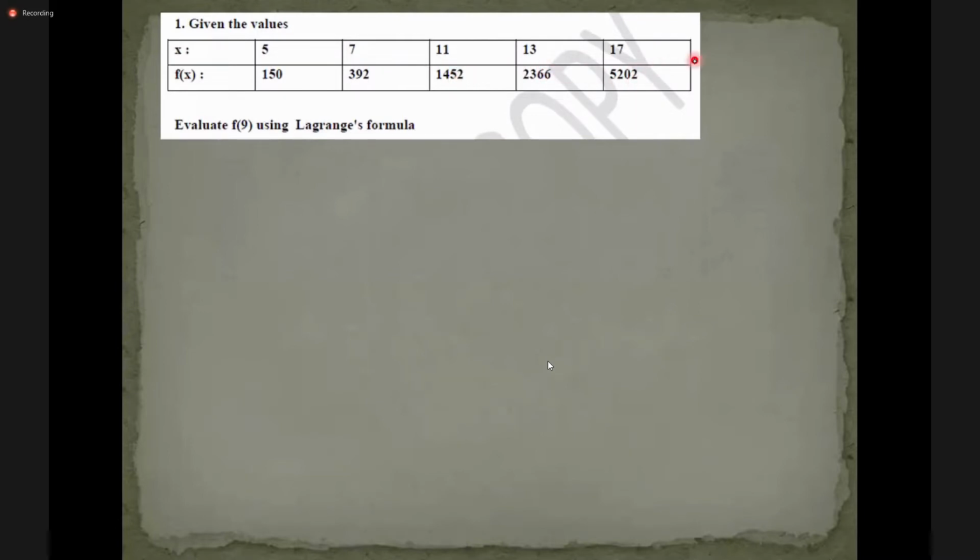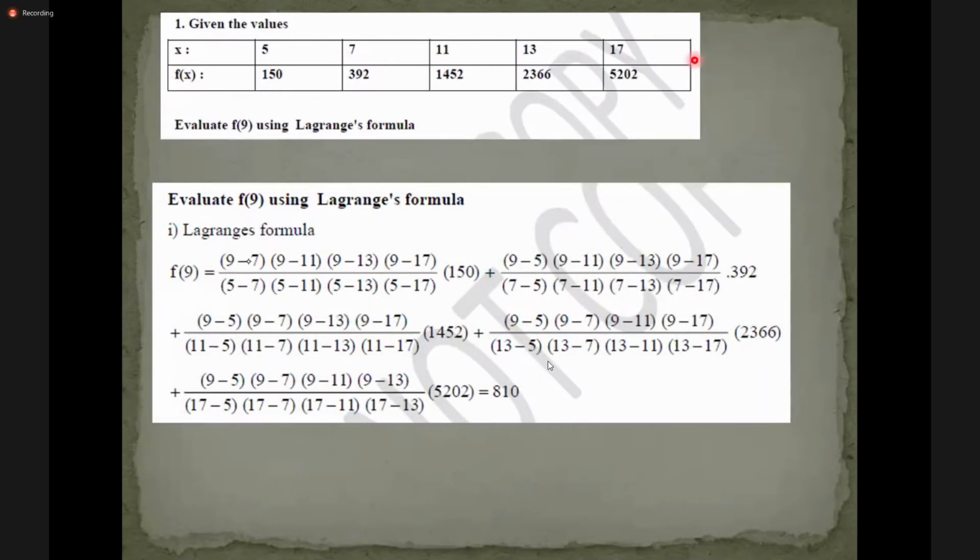So just formula based. Now why is x replaced by 9? Because we want F of 9. So there is no question that says find the interpolating polynomial. Unnecessarily, don't waste your time to get that interpolating polynomial, because that simplification is too lengthy.